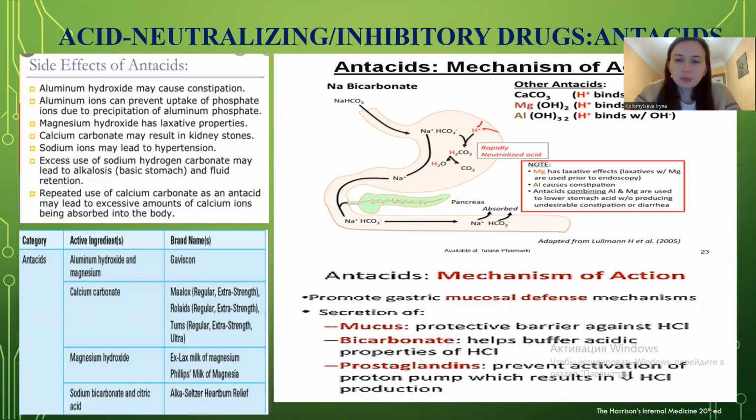Next, drugs which you use: antacids. And what is the mechanism of action? They promote gastric mucosal defense mechanisms, secretion of mucus, a protective barrier against H. pylori. Bicarbonate helps buffer acid properties of H. pylori. Prostaglandins prevent activation of the proton pump, which results in decreased H. pylori production.